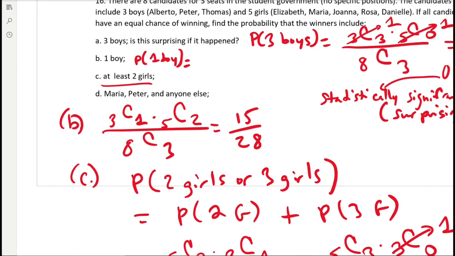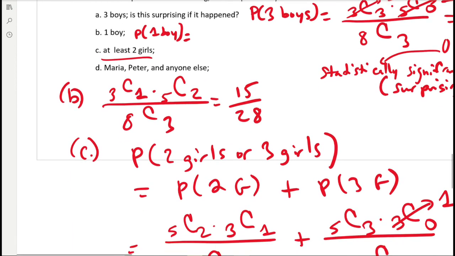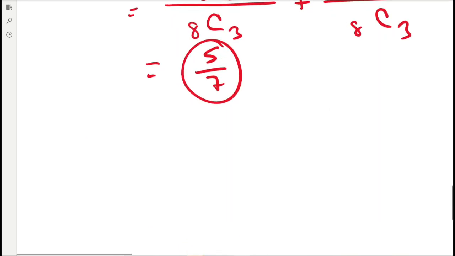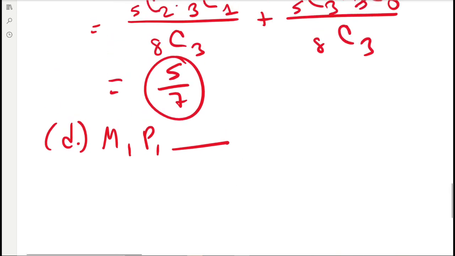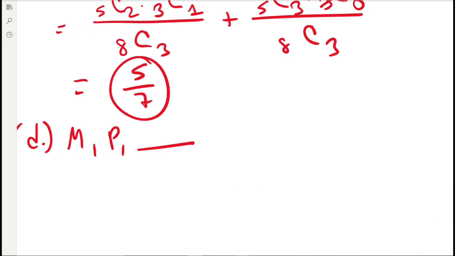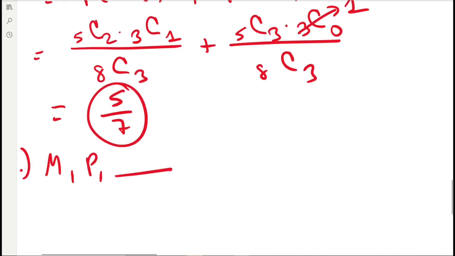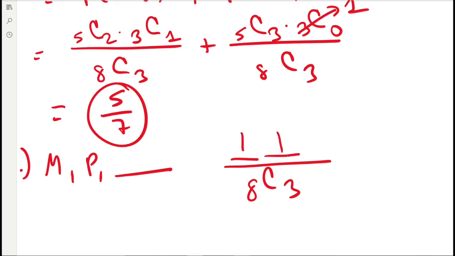And the last one, Maria, Peter, and anybody else. So Maria, Peter, and then somebody else. Okay. So again, the order doesn't matter. It could be Maria Peter or Peter Maria and then someone else. So in this case, we still got 8 choose 3 for the total. But now the top, we have one way of choosing Maria. We only have one way of choosing Peter.